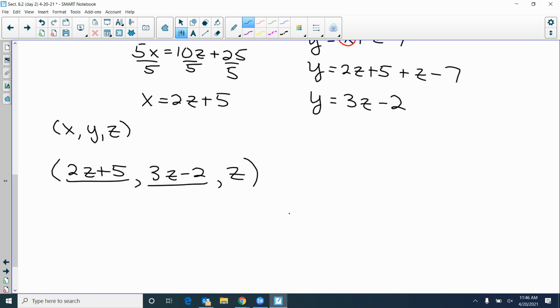All you got to do now is pick a number for z. How many different numbers can you pick for z? Infinite. And then you figure out what x and y are. So I pick 0. What does that give me here? It gives me 5. It gives me negative 2. And it gives me 0. Okay?